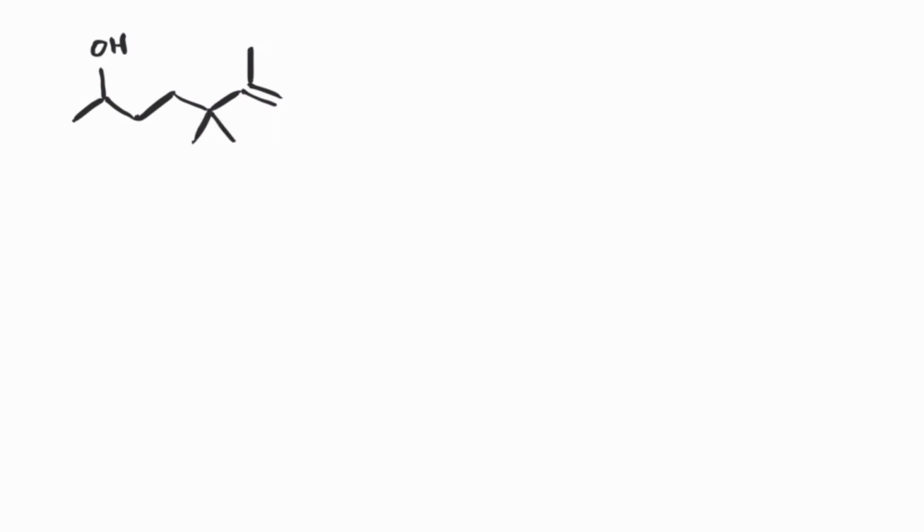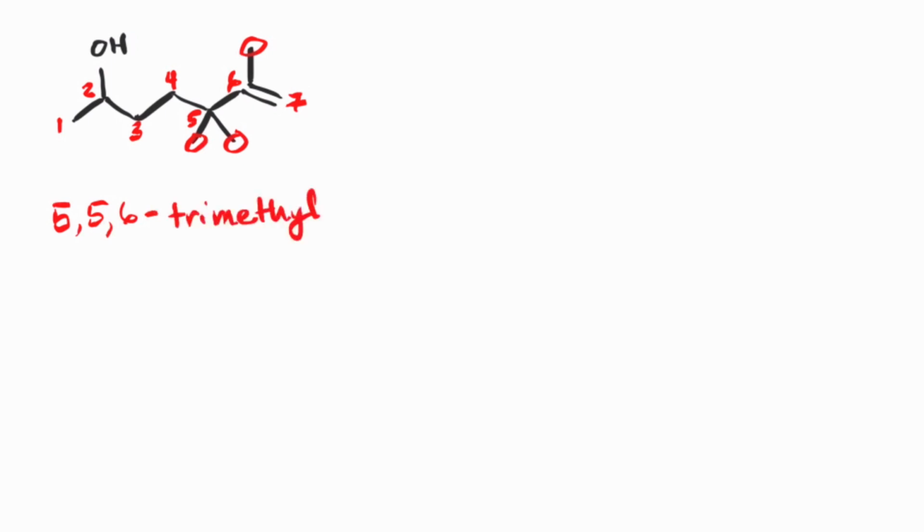As we said before, we number it starting from the left-hand side so that the alcohol receives the lowest locant possible, which is 2 in this case. What are the substituents? You have 3 substituents. They are all methyls. So we will identify all of those methyls individually: 5, 5, 6, and there's 3 of them, so we say trimethyl. All right, so at this stage, we can name the parent chain, which is the 7, so heptane.